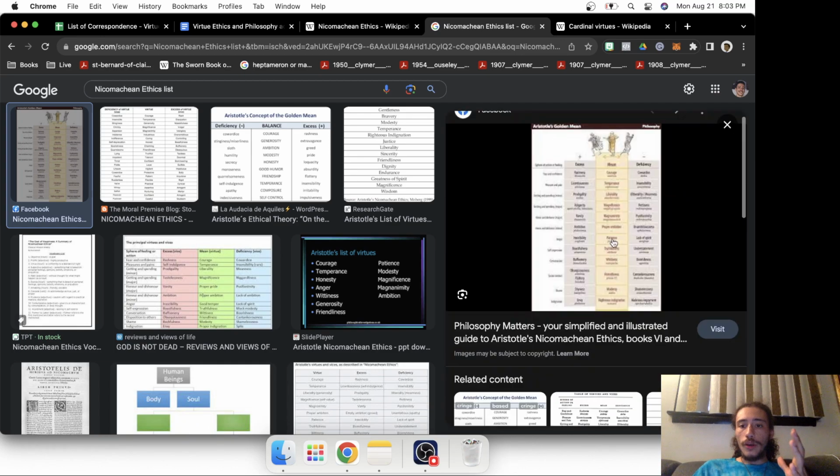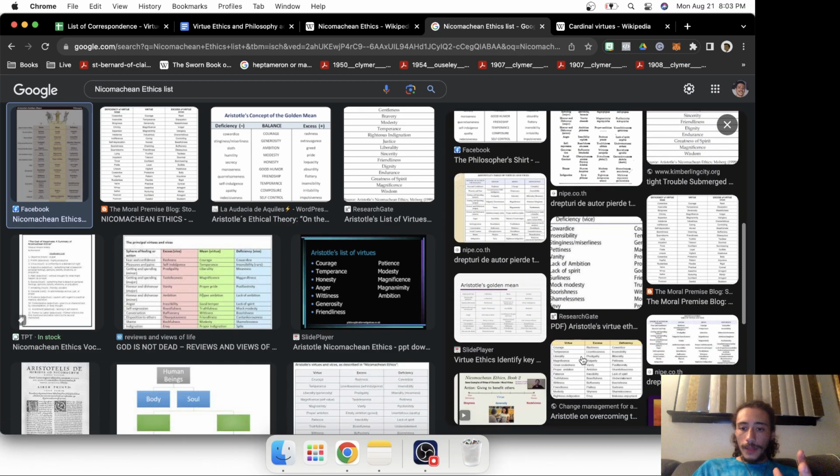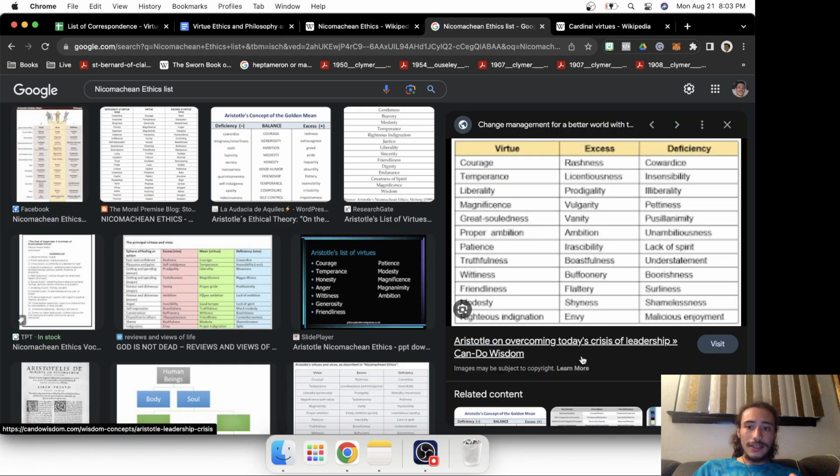So there's the one that's in the middle, and then there's ones that are the excess, and then the too much. So we have courage, temperance, liberality, magnificence, great-souledness, proper ambition, patience, truthfulness, wittiness, friendliness, modesty, righteous indignation, which I think is a very, very interesting virtue for him to put on there.